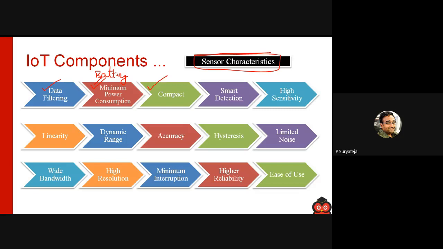Sensors should also be compact, that is, their size should be less. The lesser the size, the greater is the use. People always prefer compact things, things which have less size, over big things, right?